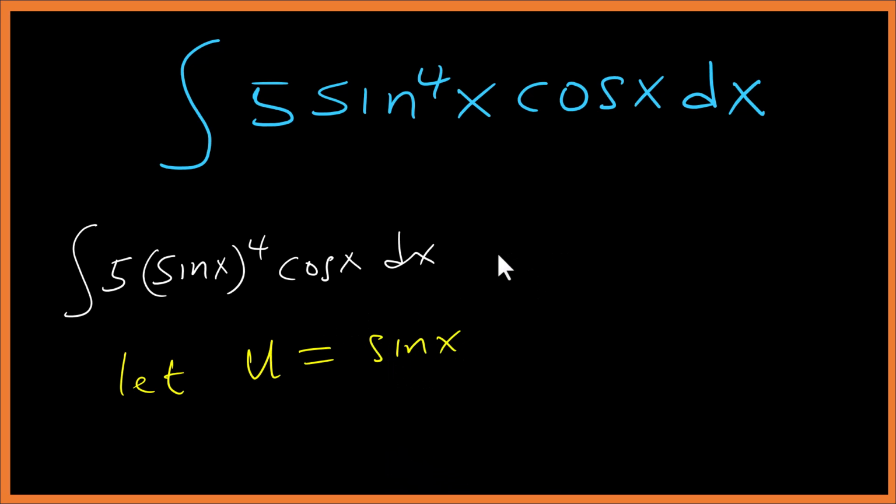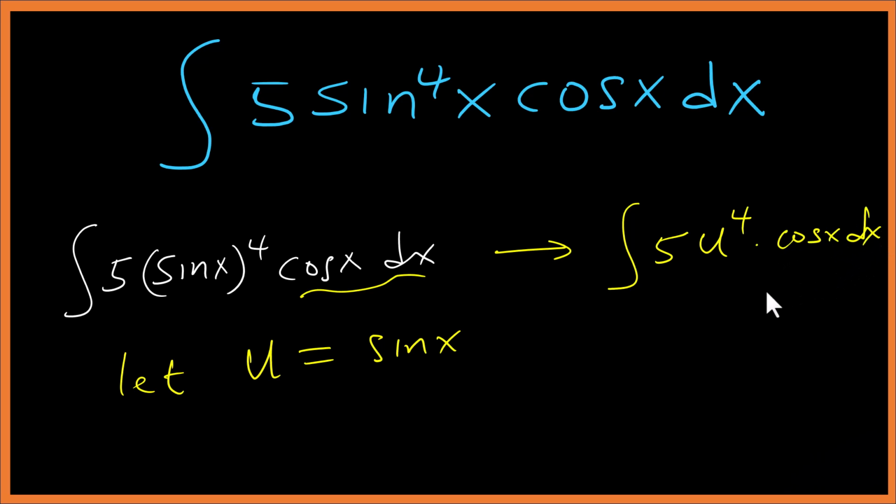So this side will be 5 u to the power 4, and we are left with cos x dx. Since we are dealing in terms of u, let's get rid of this. From here my du will be, the derivative of sine is cos x dx.